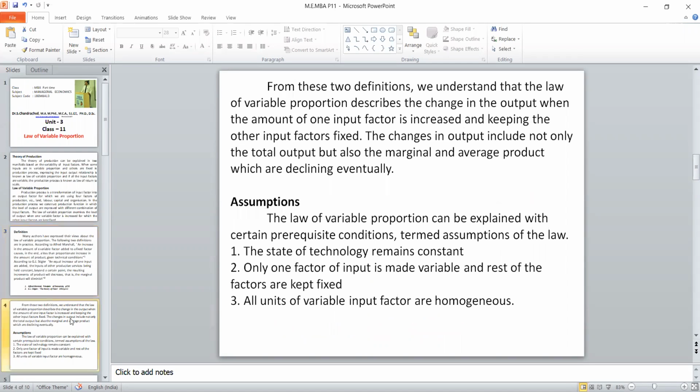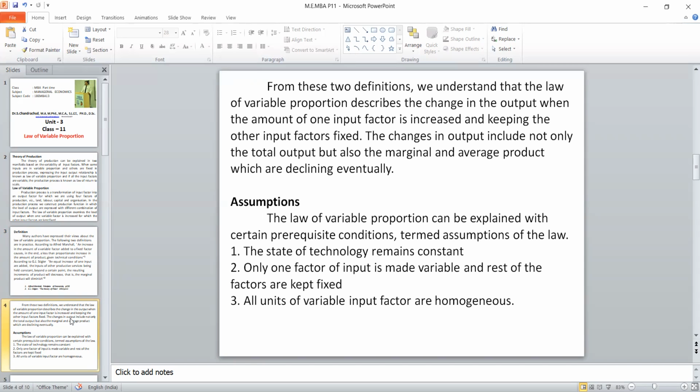So based on these two definitions, now we have to go for the assumption. How we have to explain the model. Keep it in mind. The law of variable proportion is going to study about what is the change in the output when only one input, that is labor, is increased and keeping the other input fixed. The changes in the output are not only the total output but also the average and the marginal. So there are three different products that we are going to calculate: total product, average product and marginal product. Based on that only we are going to explain the law of variable proportion.